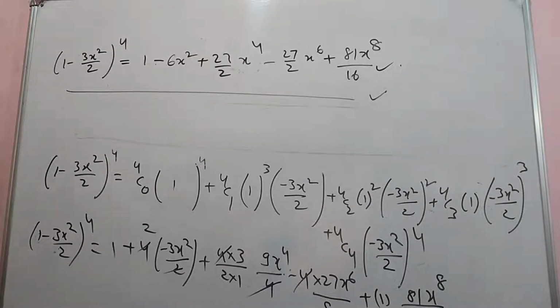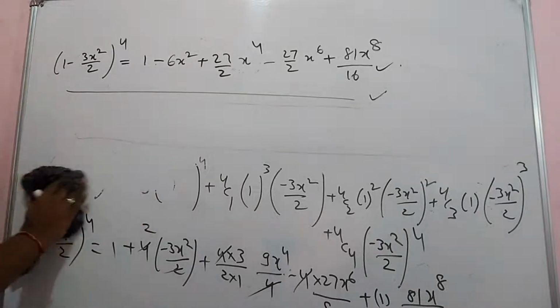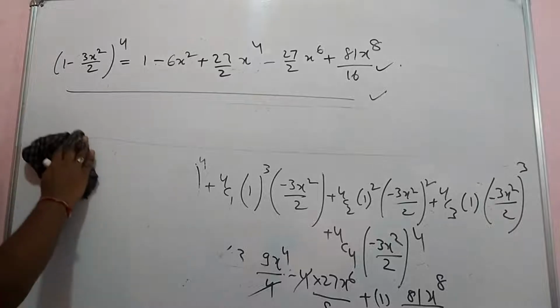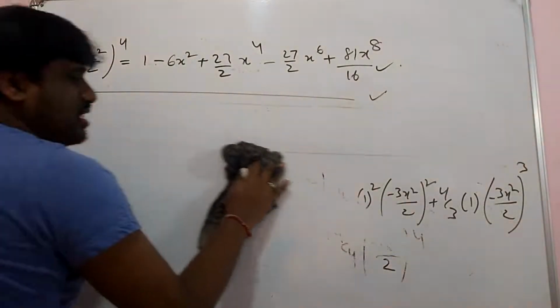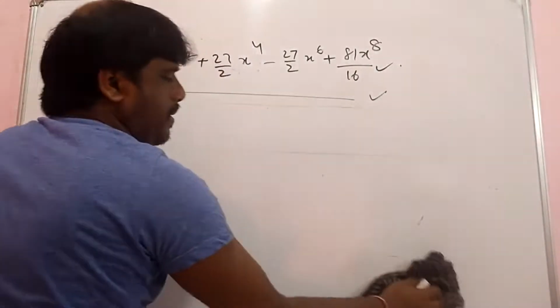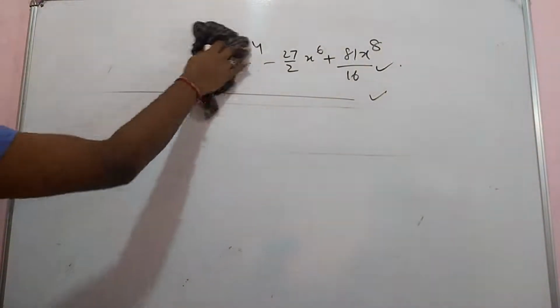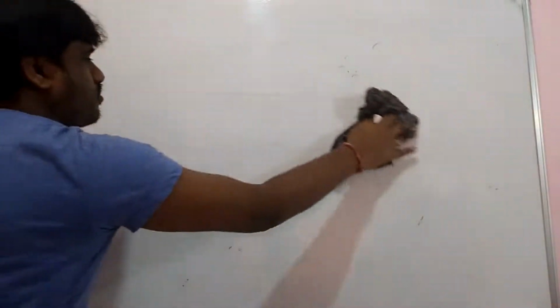Yes, understood. Yeah, this is the expansion of the binomial theorem. We had expanded this one. So this is a basic concept of how to expand using the binomial theorem when something is given in exponential form. Okay, is it clear to all?